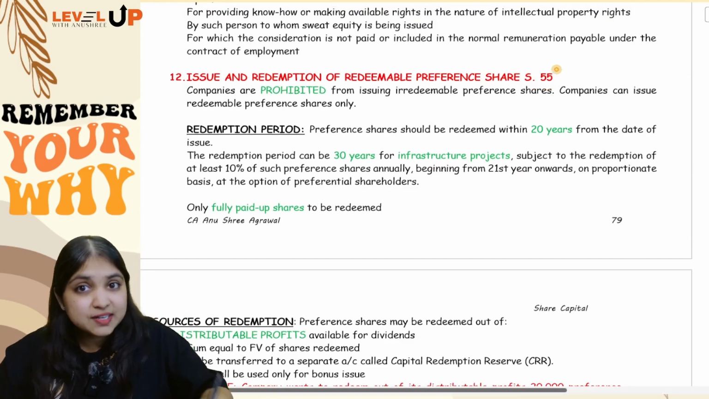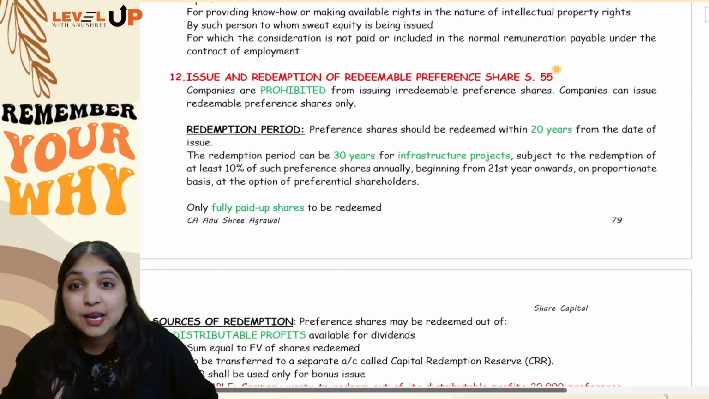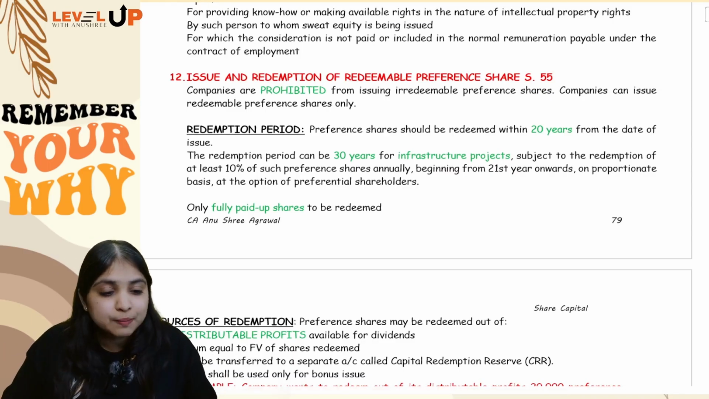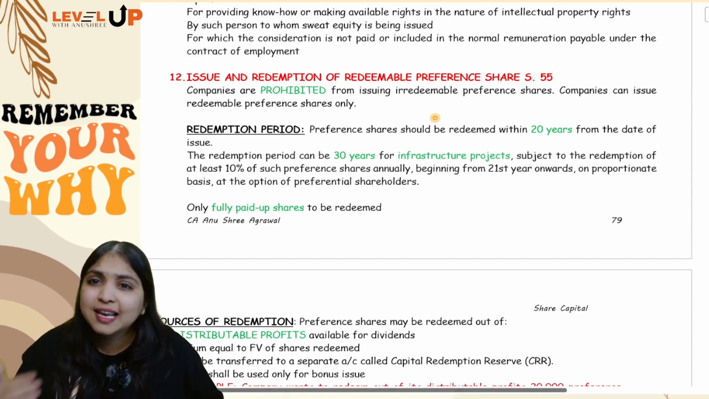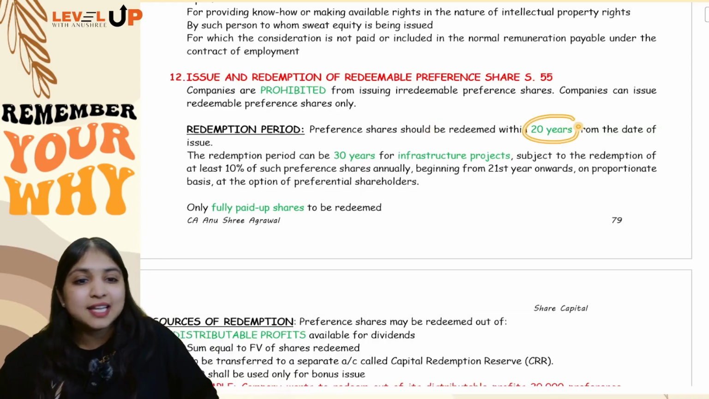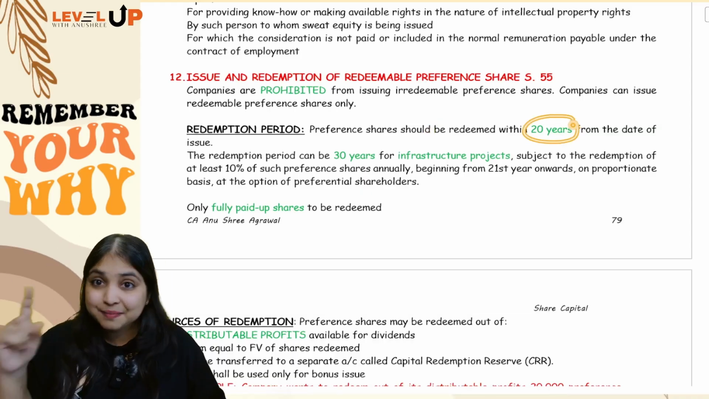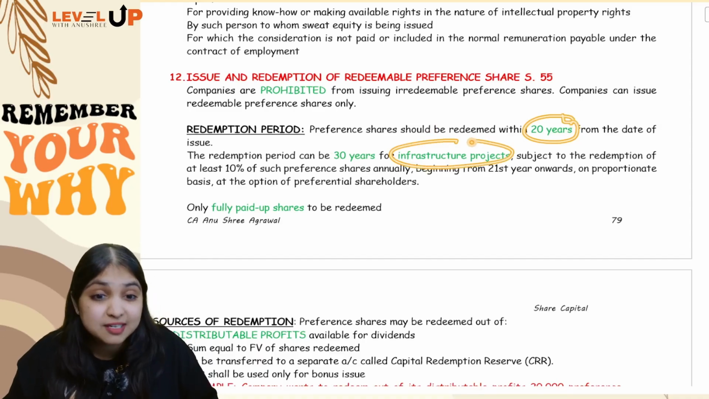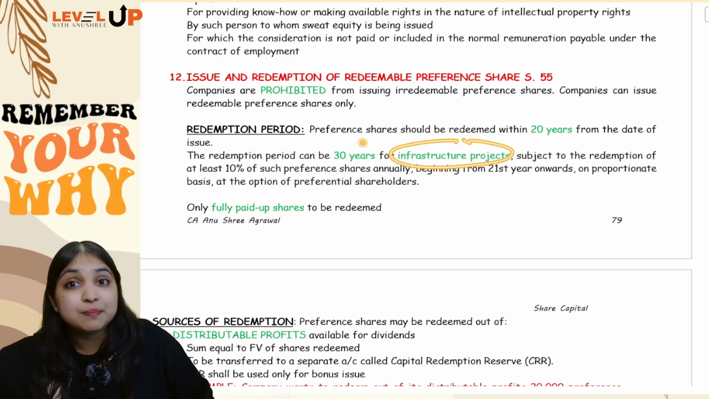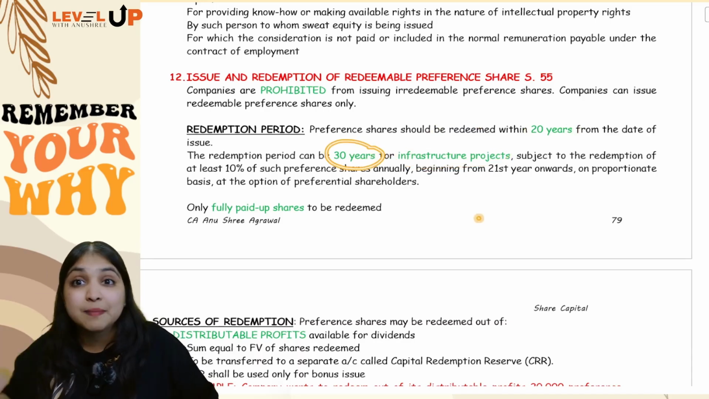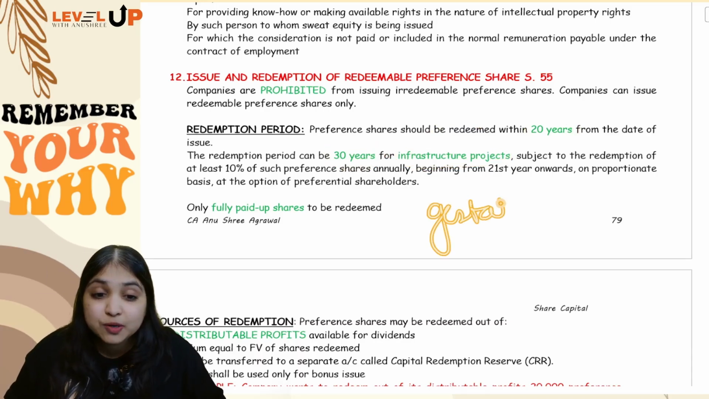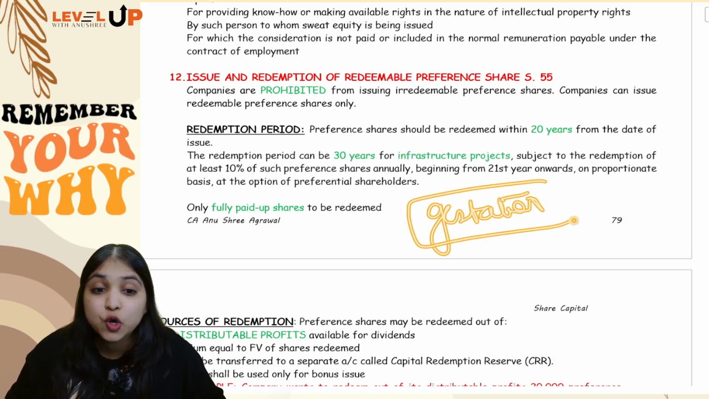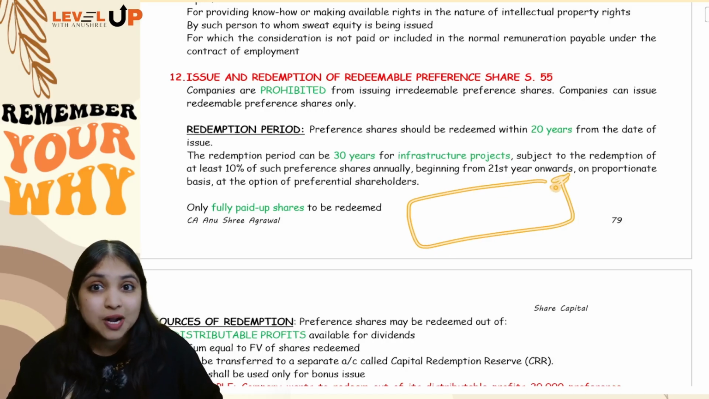Even earlier, even in the revision, we said that preference shares cannot be irredeemable. If the company is issuing preference shares, they have to be redeemable only. And they have to be redeemed within how many years, guys? They have to be redeemed within 20 years. But remember, if the company is issuing preference shares because the company wants to raise money for infrastructure projects, here alone the redemption period can be up to 30 years also. You remember the reason? The reason I gave you was because infrastructure projects have a long gestation period. We spoke about this with examples.